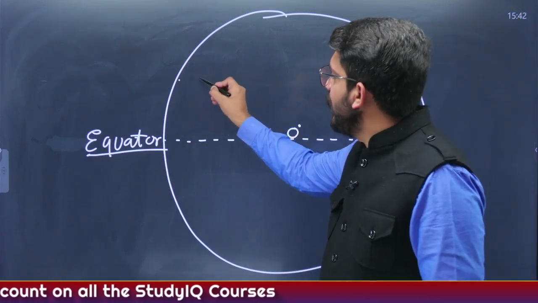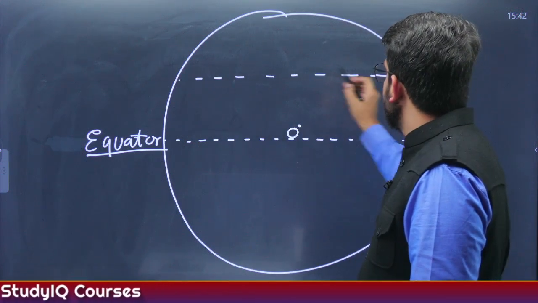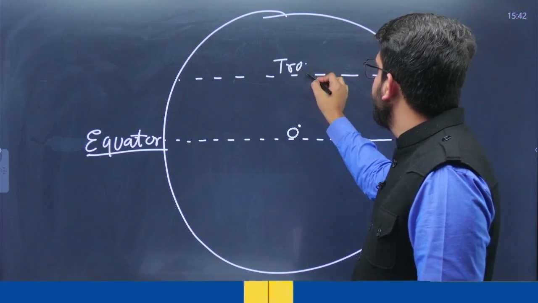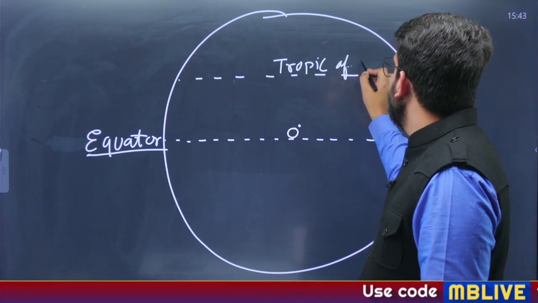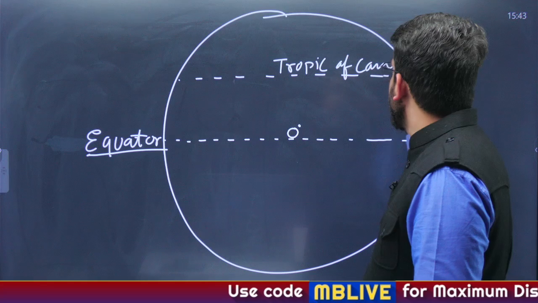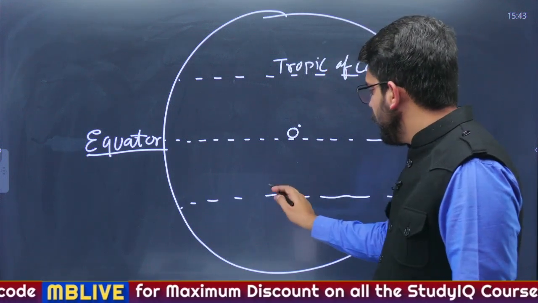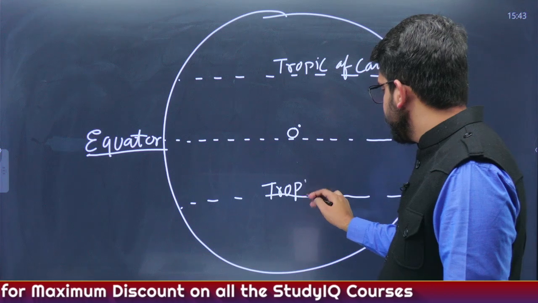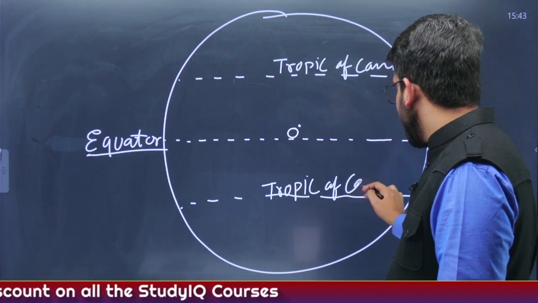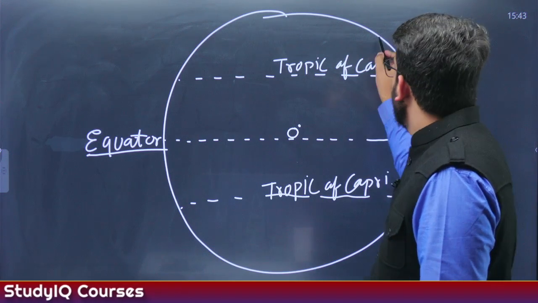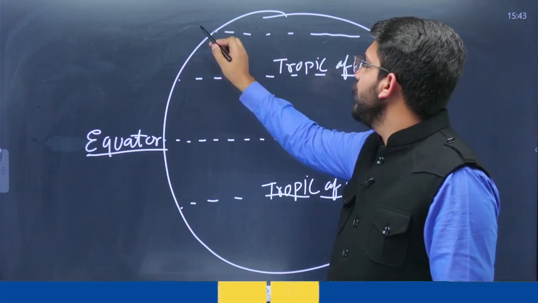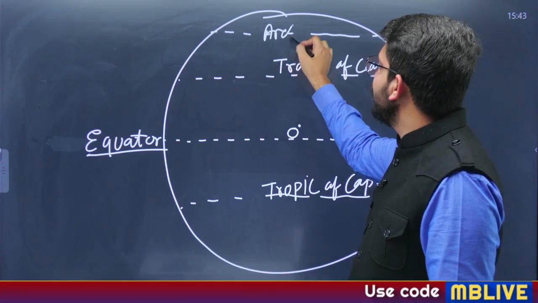At 23.5 degrees north you will find this is the Tropic of Cancer. At 23.5 degrees south you will find the Tropic of Capricorn. At 66.5 degrees you will find the Arctic Circle.